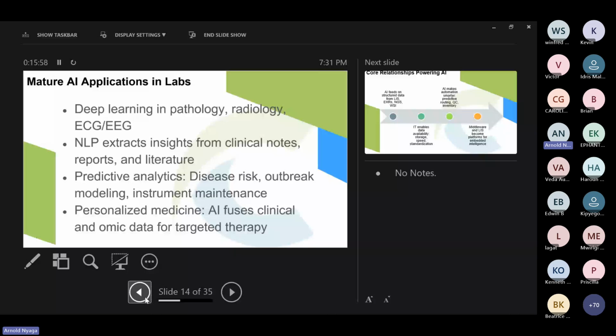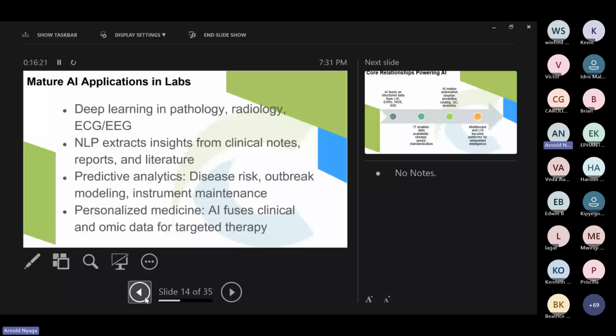Then we're having predictive analytics for risk of diseases, depending on the number of analytes that you'll be having. And also issues to do with predictive maintenance of equipment. Okay, and then where are we going to?